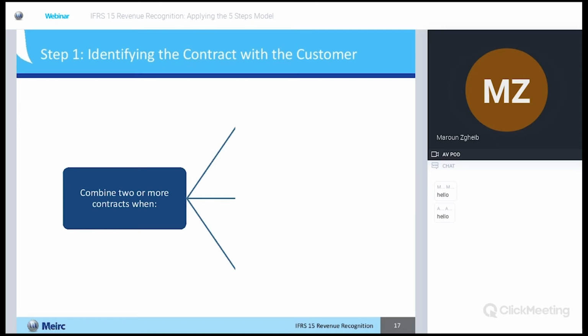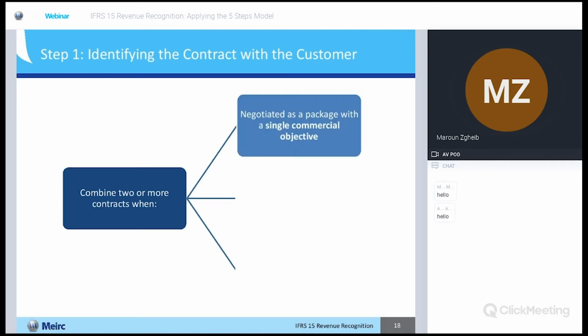Sometimes when you are delivering goods or service, you would tag along another service. You would add to the existing service another service. When you are adding to the existing service another service, we deal with the two services that you are rendering as one performance obligation. We deal with them as one contract if they are negotiated as a package, as a single commercial objective.